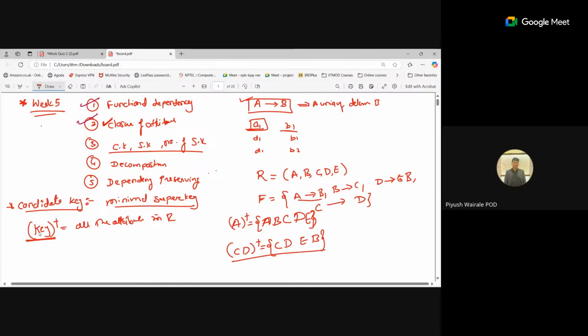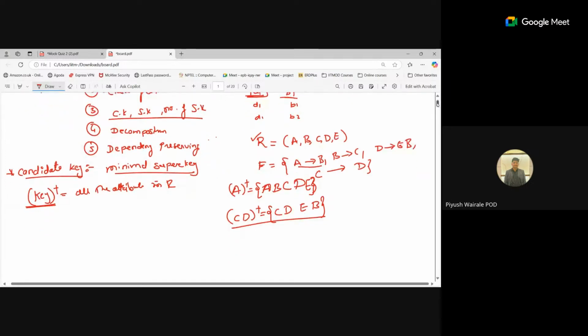But how to find out the key here? Suppose we have this relation R, with these 5 attributes. What is the traditional way here? First, you take one attribute A, take the closure, and see whether it is a key or not. In this case, if you observe, we are getting all the attributes here, right? We already found out the closure of A is basically equal to R. So A is a candidate key here.